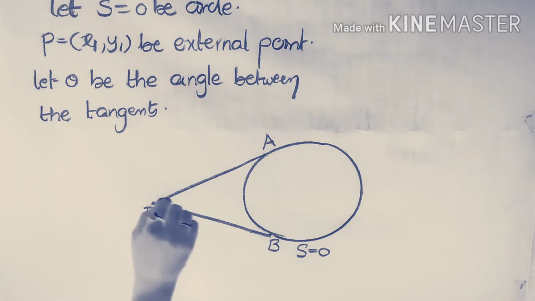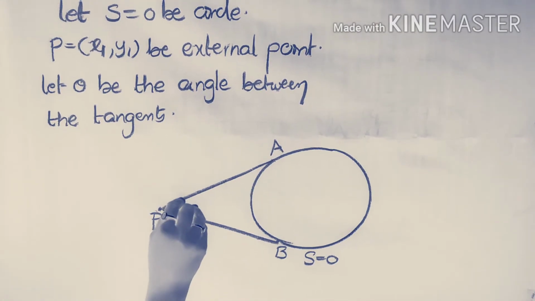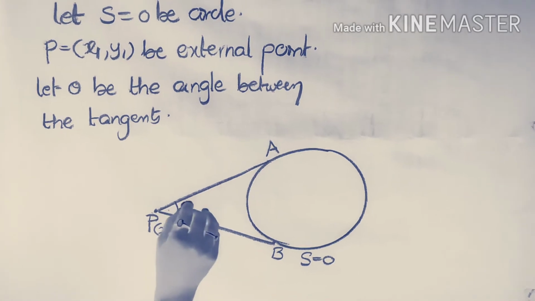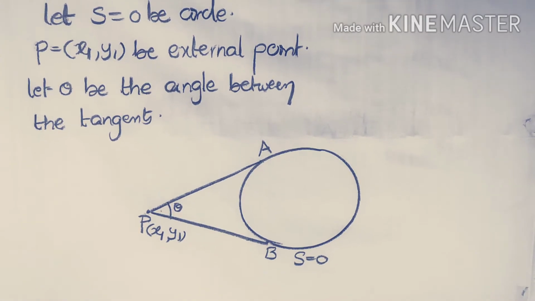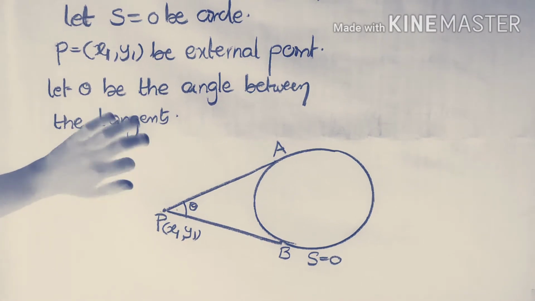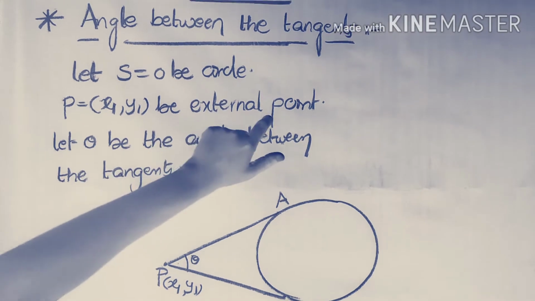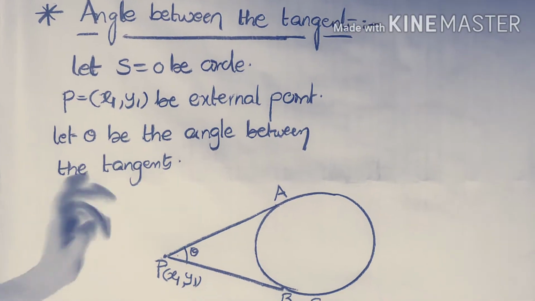So now what is the angle between the tangents? Now we want to find the angle between these two tangents. For that we take the angle between the two tangents. Let the angle between the two tangents be theta. So that is the given data. Let S = 0 be the circle and P = (x1, y1) be the external point and theta the angle between the tangents.